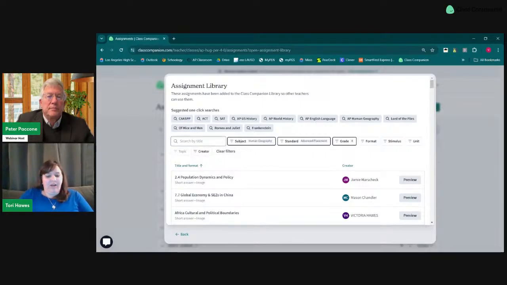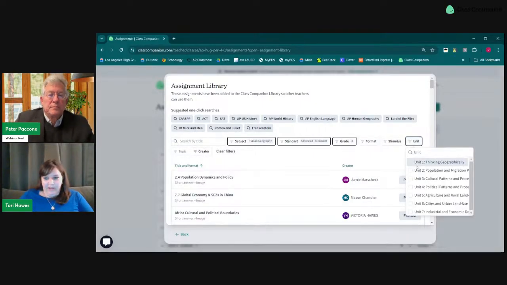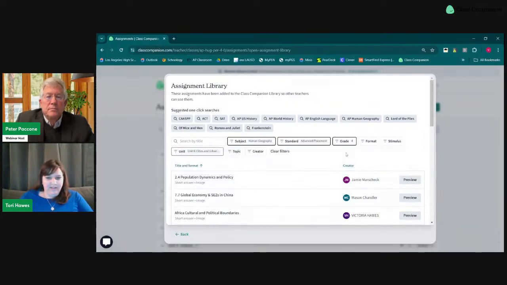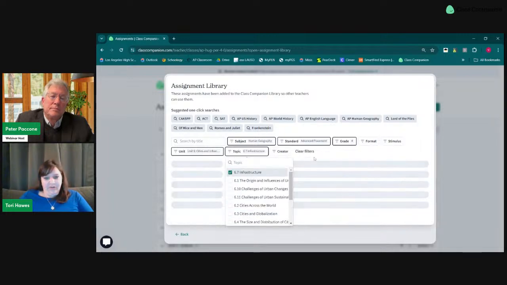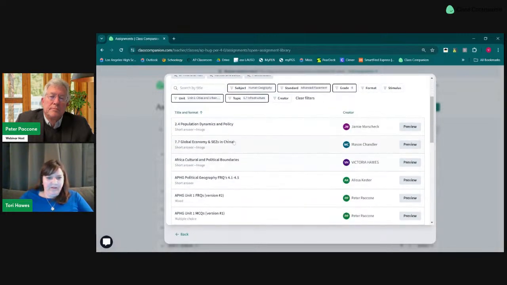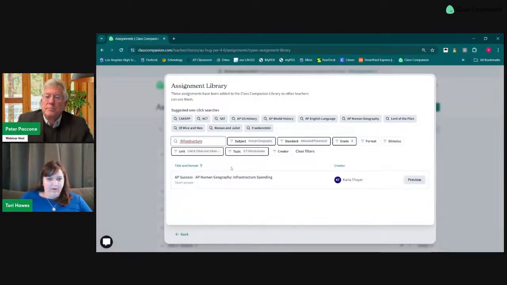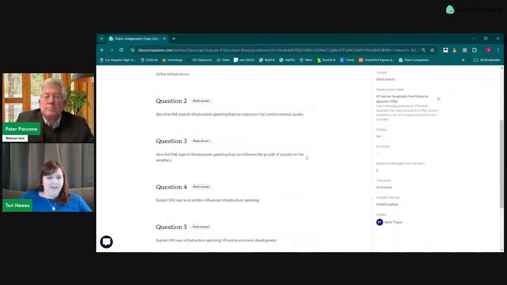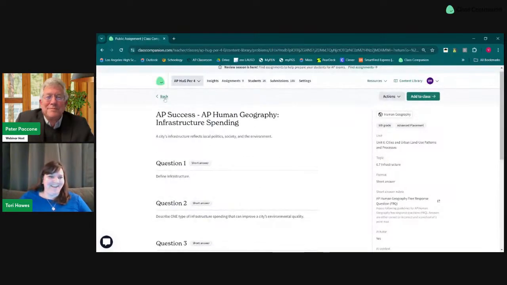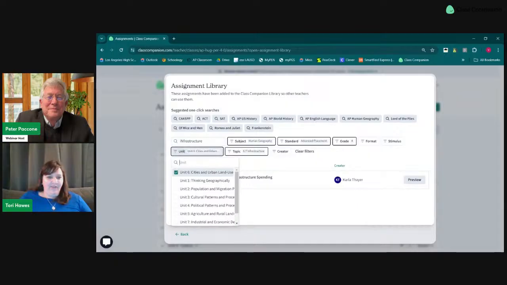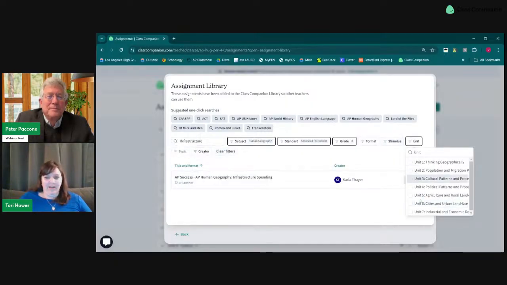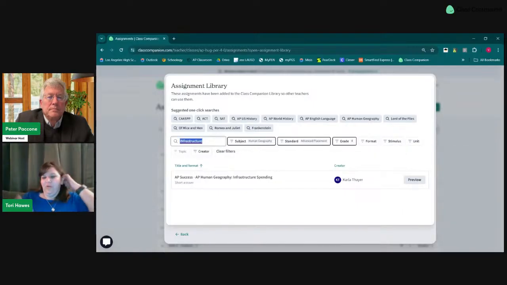So you can filter by unit. I've got unit 6, topic, let's do infrastructure. See if we can find one that helps with that. Look for that word. AP Success again. So it's the same one I keep pulling up by accident. But you can try and find different ways, and if you don't like what it's showing, you can make adjustments to it when you add it to your library and change what you need it to be.